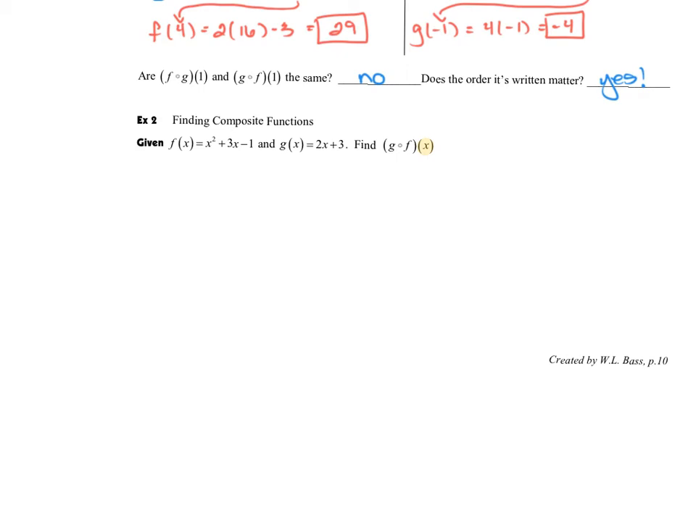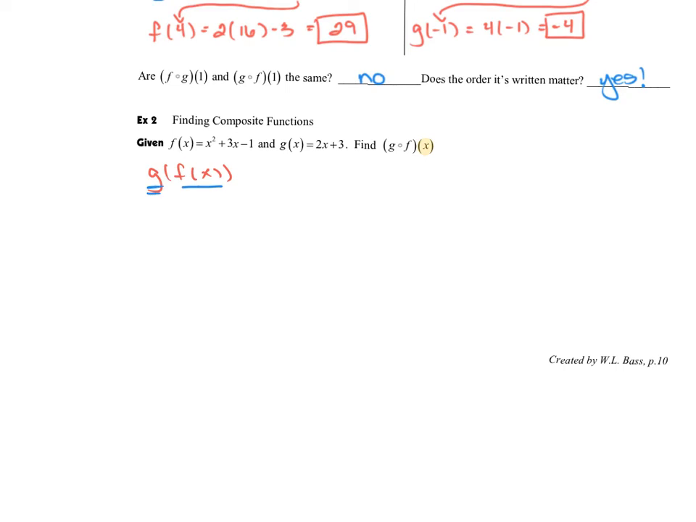So let's take a look here. It wants to find g of f of x. So again, I typically like to write this out first. It helps me see the inner and the outer a little better. So I would rewrite this as g of f of x, okay? What that's going to help me do is figure out what's my inner function and what's my outer function. So just as you would expect, this is my inner, and then my g function is my outer function.